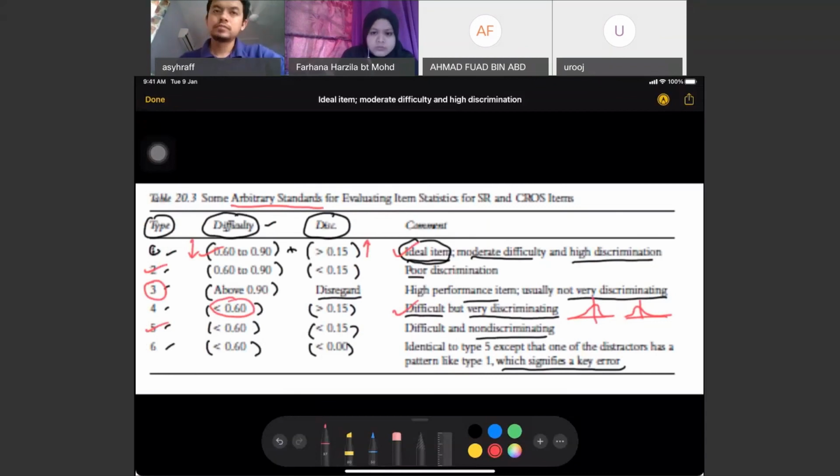So you can use this if you want to classify your questions into these various types, type 1, type 2, type 3, so that you know which ones are okay and can go into the item bank, which ones we need to send back to the department to be edited, and which ones we just reject.